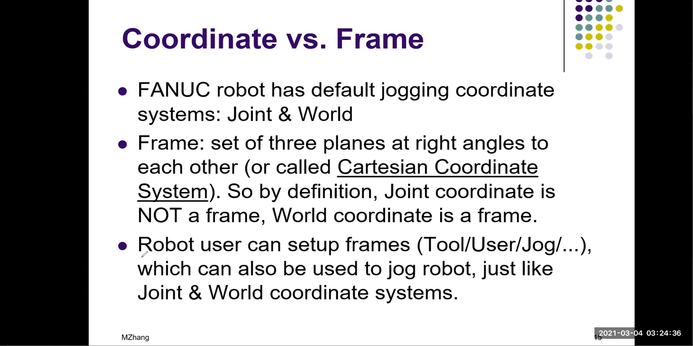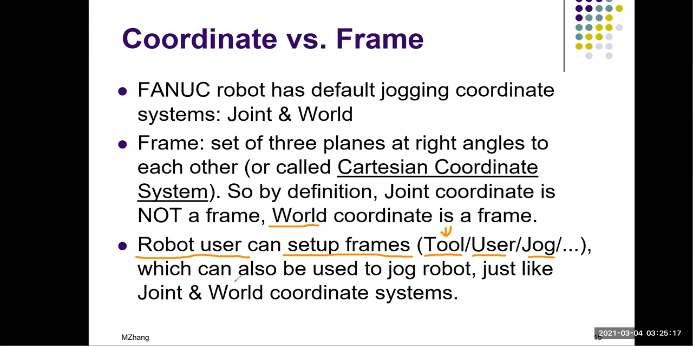On top of that, look at the third one. We, the robot users, can set up extra frames on top of world. World is default, but we can have customized frames. They are called tool frame and user frame, and in other videos I will talk about that. This one will particularly talk about tool frame. So this is the first thing: as a user, we can set up extra frames.